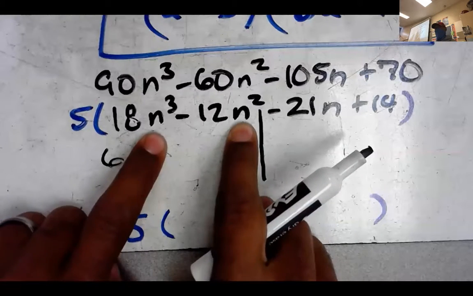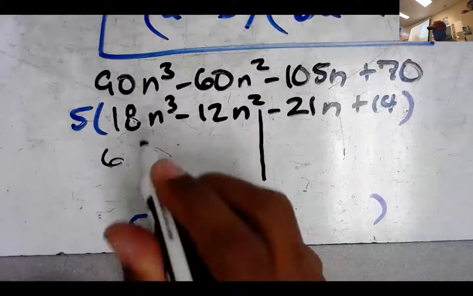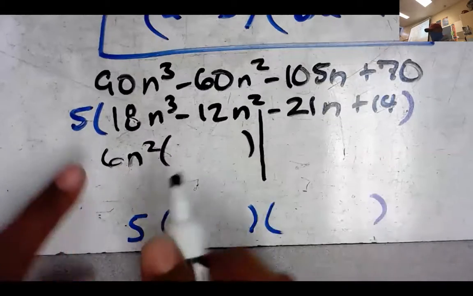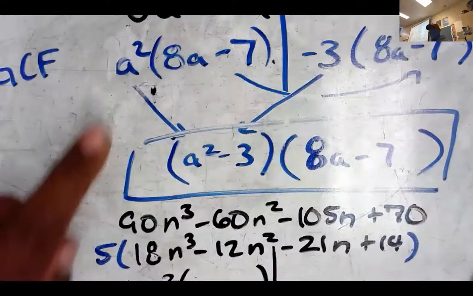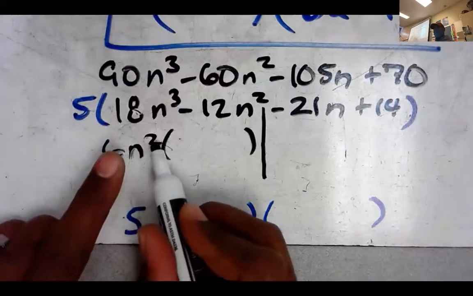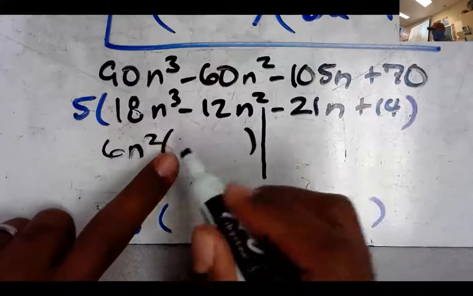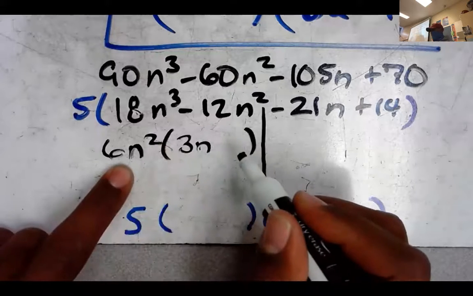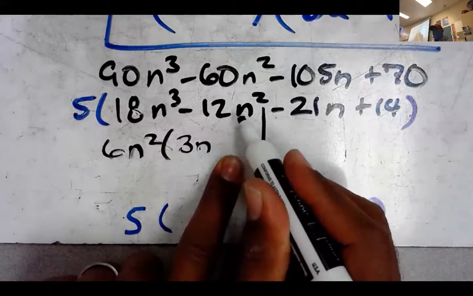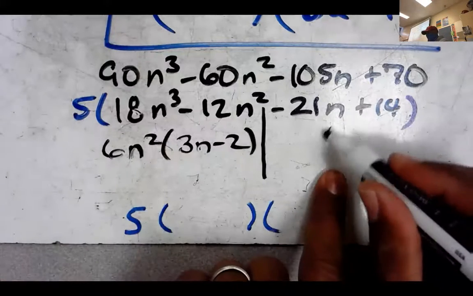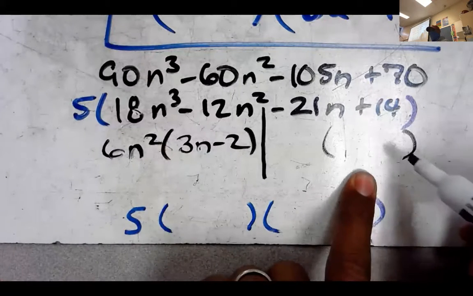And then what's in common for the variables? N squared. All right. So now, again, just like we did in the last one, we've got to figure out what are the factors here now. So 6n squared times what will give me that term? 3n. And then 6n squared times what gives me this term? Minus 2. All right, so now I jump over to here.